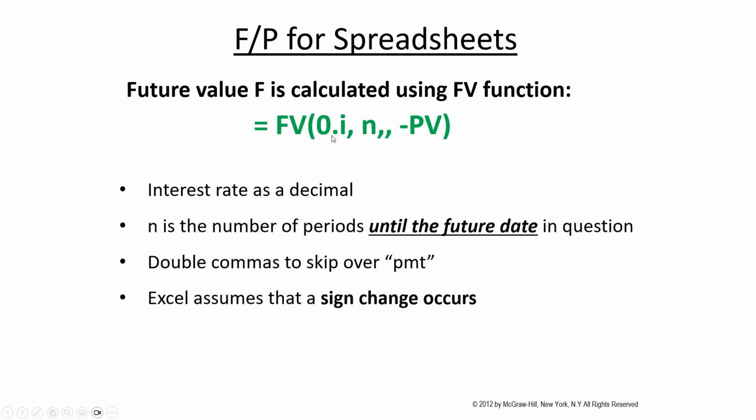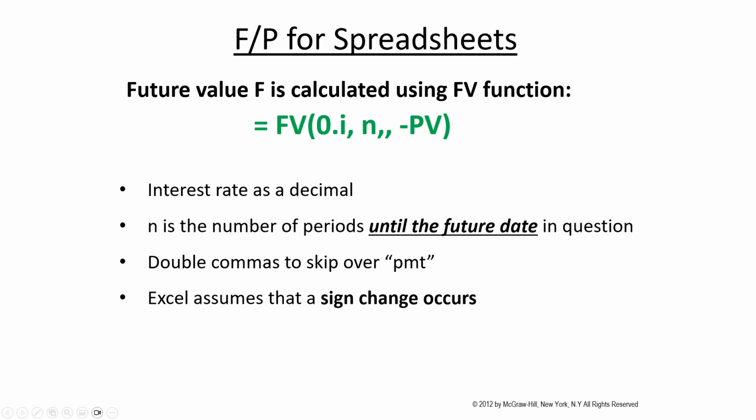The future value function takes the same information in the fields. There's the interest rate, the number of periods, and then you'll once again need to skip over the payment field when we set these up row by row, each row representing another year. The big difference in this kind of function is that n isn't the number of years that you're on, it's the number of years until the future date.